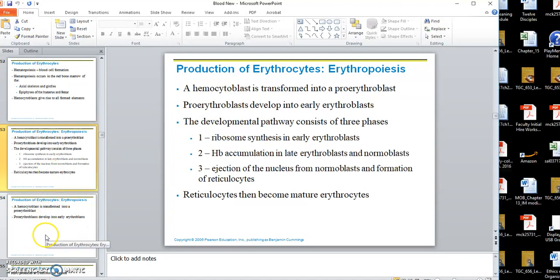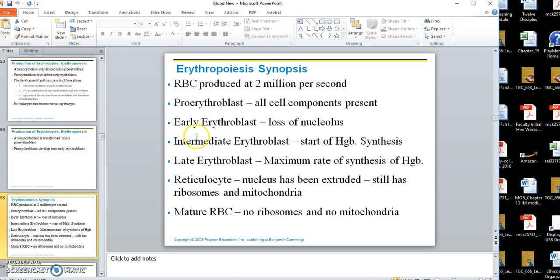As you can see, when you go through my PowerPoint slides, here's erythropoiesis, which means the development of the red blood cell. Red blood cells are produced on average about 2 million per second. That means that you're losing 2 million red blood cells per second due to destruction. As I alluded to, we have the proerythroblast, early, intermediate, and all through the process, various changes are occurring that you can look at in my PowerPoint.